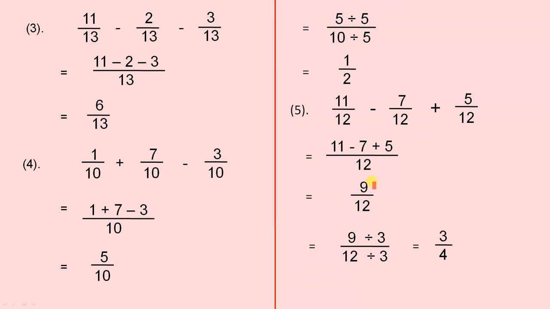What number divides into 9 and into 12 evenly? 3. 9 divided by 3 gives us 3. 12 divided by 3 gives us 4. So 9 over 12 is the same as 3 over 4.